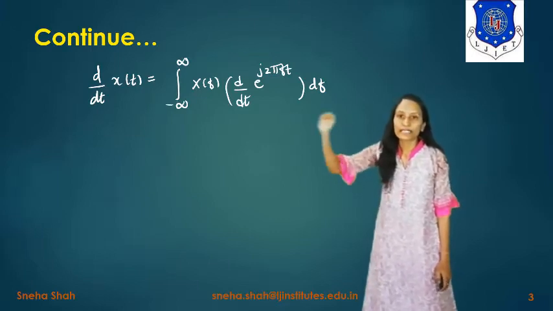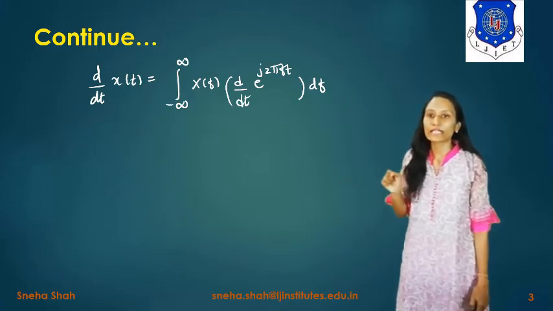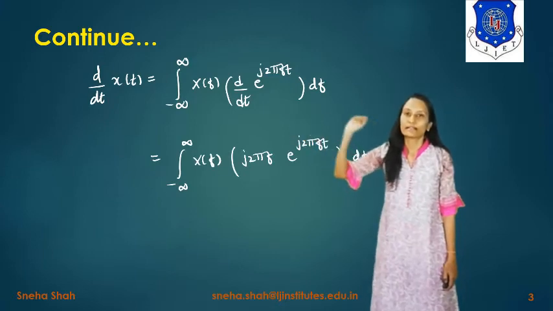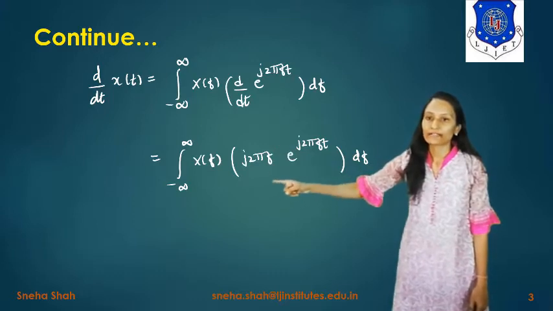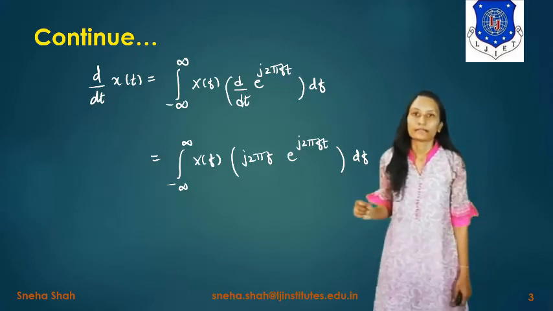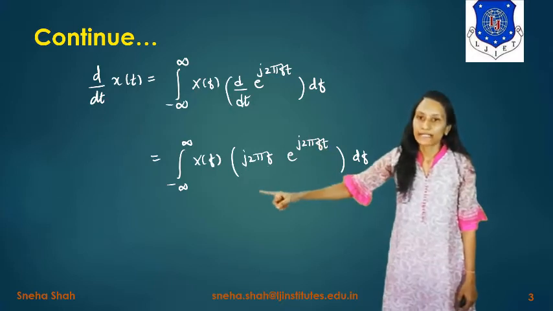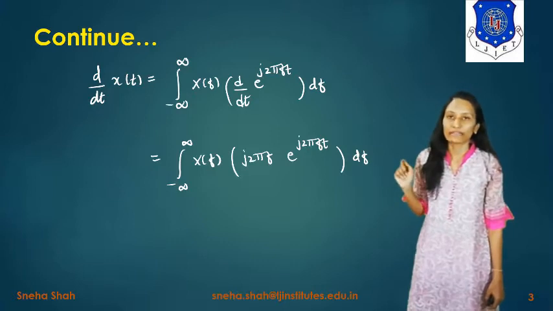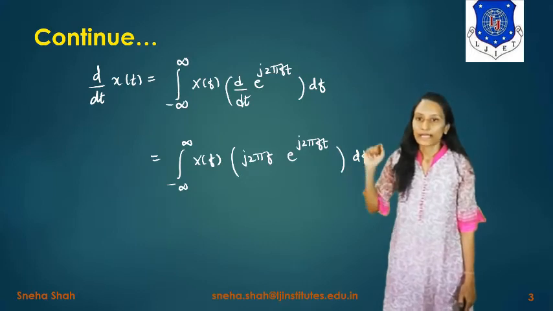Differentiating this gives j 2 pi f into e raised to j 2 pi f t, right? So this is the differentiation of this term. The next step is the integration over minus infinity to infinity of X of f into j 2 pi f e raised to j 2 pi f t into df. If we consider this term, the integration from minus infinity to infinity of X of f into j 2 pi f into e raised to j 2 pi f t df, we are considering it as the term j 2 pi f into X of f, right?